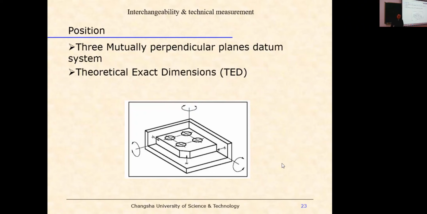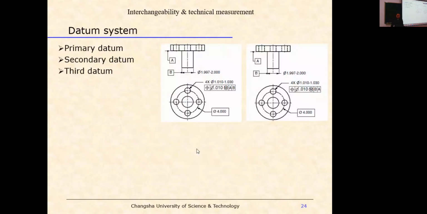Perpendicular, right? Perpendicular plane datum system. So this is perpendicular to the plane datum and theoretical exact dimensions. It means that is the theoretical exact dimensions, so it determines its exact position.